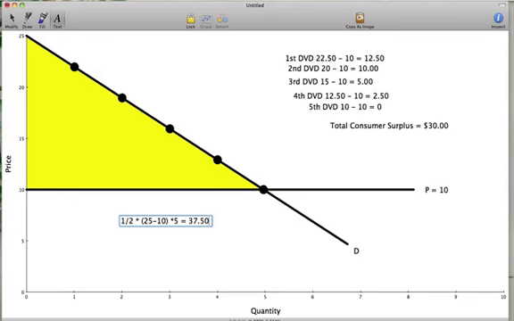You can see that when we can sell goods in continuous rather than discrete allotments, the consumer surplus that is gained is a lot more.